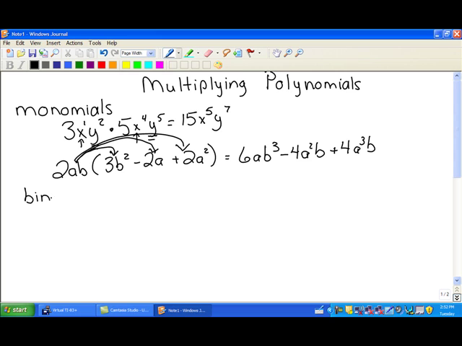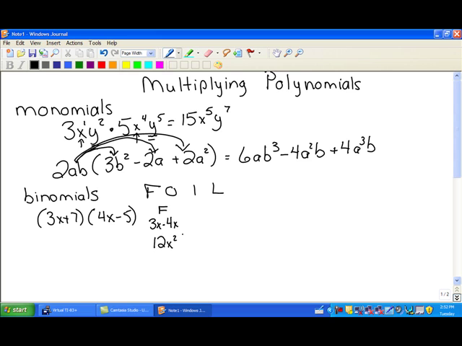When multiplying binomials together, the method that most of you will think about first is going to be the FOIL method: first, outer, inner, and last. Let's look at 3x plus 7 times 4x minus 5. Your first terms multiplied together will be the 3x times the 4x, and that's going to give us 12x to the second power. Your outer terms are going to be 3x and the negative 5. Well, 3x times negative 5 is going to be a negative 15x.